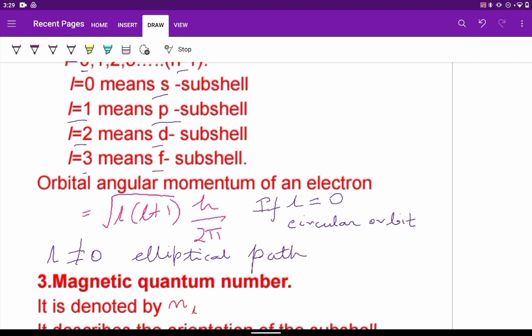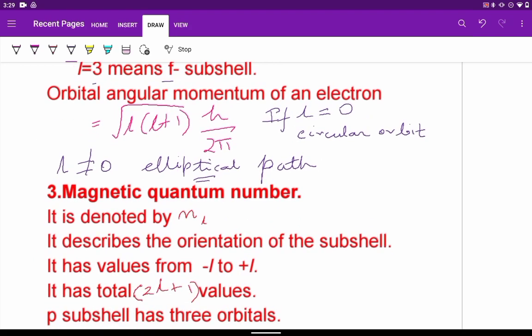Square root of L into L plus 1 into h by 2 pi. If the value of L is 0, that is, it is an S subshell, then it will be a circular orbit. Whereas if L is not equal to 0, any other value, then it takes the elliptical path. This is important.